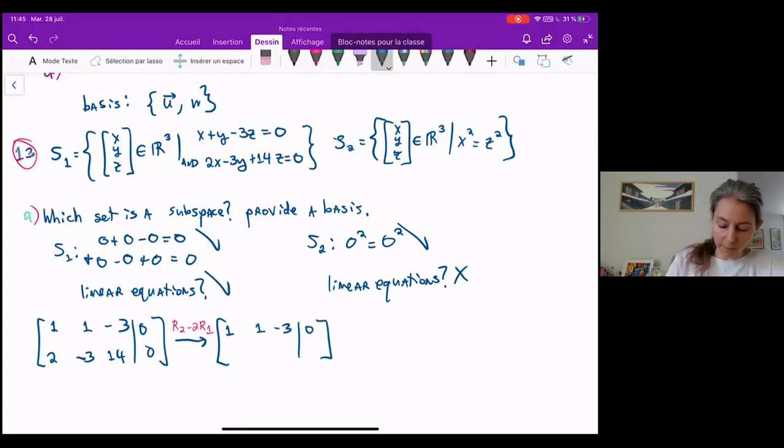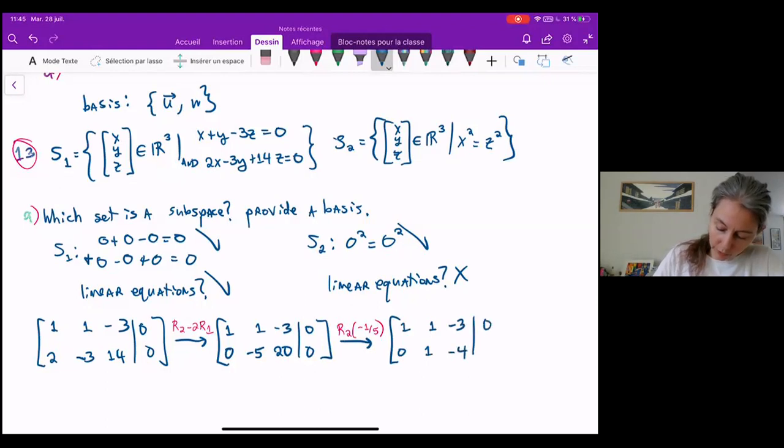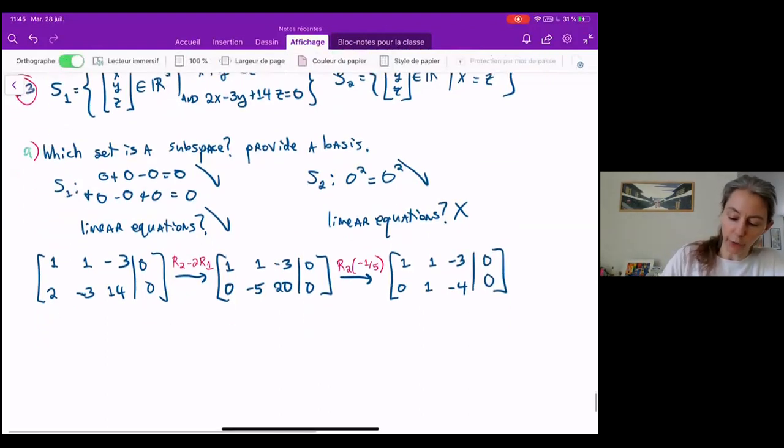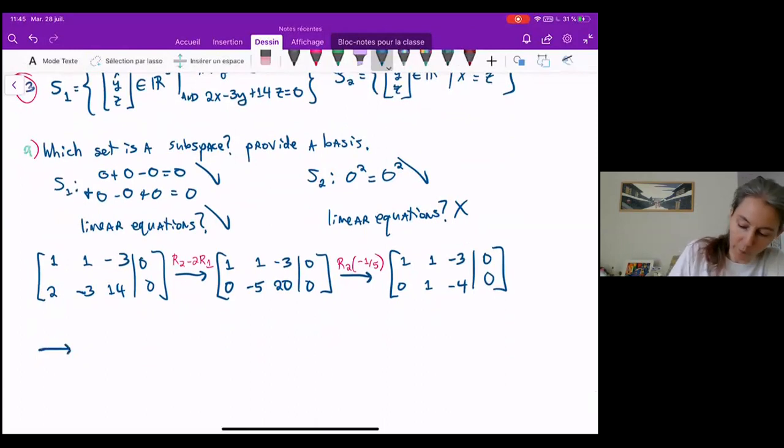Okay, so then I get a 0 here, -3 minus 2, that's -5, 14 plus 6, that's 20, and then we have 0. So then I'm doing row 2 times -1/5, 1, 1, -3, 0, 1, -4, 0, 0. We have one last row operation to do. Row 1 minus row 2 will give me 1, 0, 0, 1, -4, -3 plus 4, that's 1, 0.